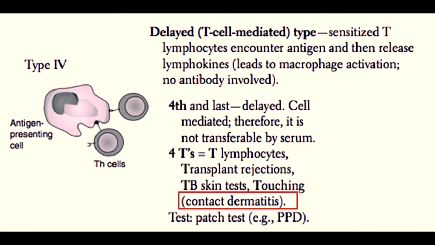So 4 T's: T lymphocytes, transplant rejections, those are type 4 hypersensitivities. TB skin tests, the PPD test, is a delayed type hypersensitivity. That's why it takes a couple of days to develop. And touching or contact dermatitis, poison ivy, poison oak, if you're thinking along that line, that's just delayed type hypersensitivity.